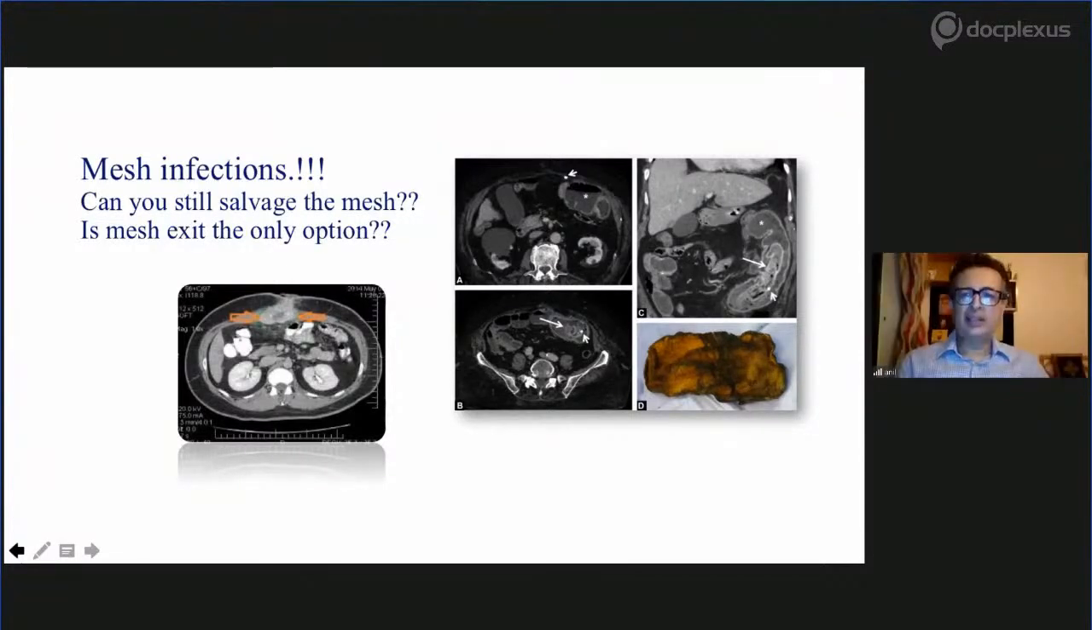Yeah, Shiva, it all depends on what the state of the infection is, what the sort of clinical presentation of the patient is. But most of the time, if you have a patient with a mesh that is floating in pus, where you can see a lot of fluid, a lot of debris around the mesh, by and large, these meshes need to be removed.